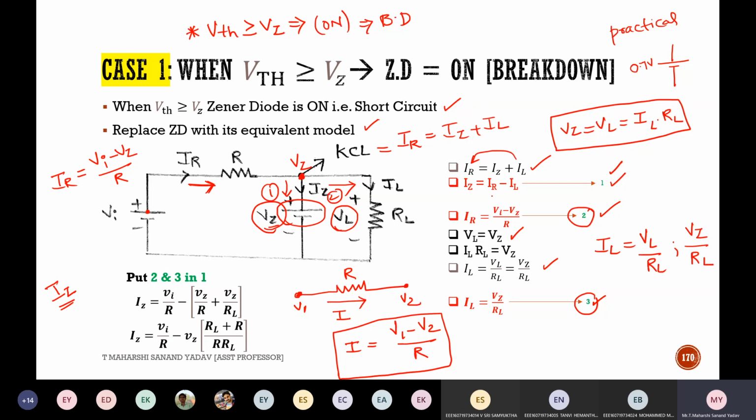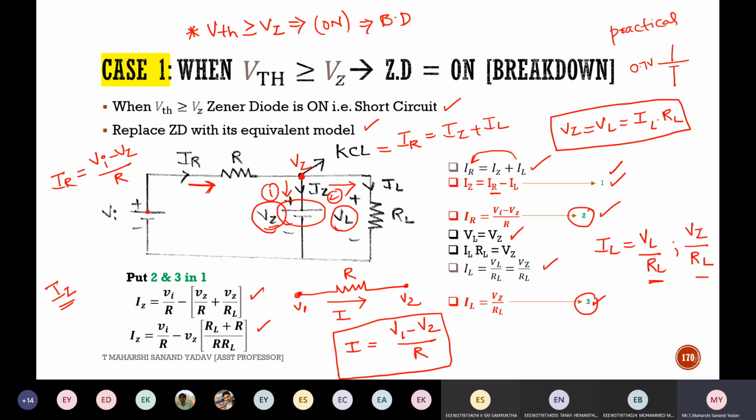So if I substitute, I get the value of IR as (VI minus VZ) by R, and IL you can substitute with any one of the formulas, like VL by RL or VZ by RL. After substituting this, I got something like this. So IZ is nothing but VI by R minus VZ as common, (R plus RL) by (R into RL). Do also try to derive this so that it will be very easy for you. The main intention is that I want to find VZ and IZ.